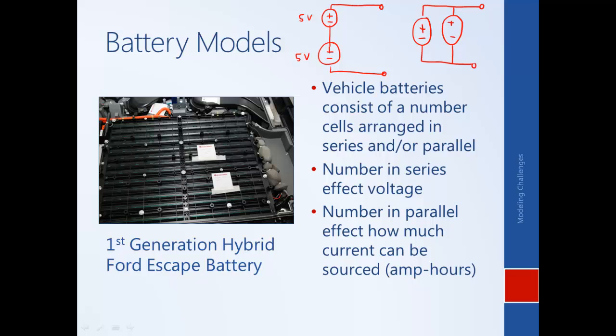So if the battery is a 10 amp hour battery, that means that it can supply 1 amp for 10 hours, or it can supply 10 amps for 1 hour, depending on how you look at it.